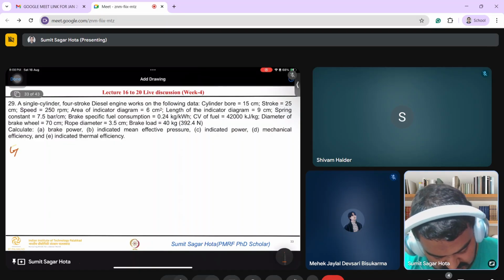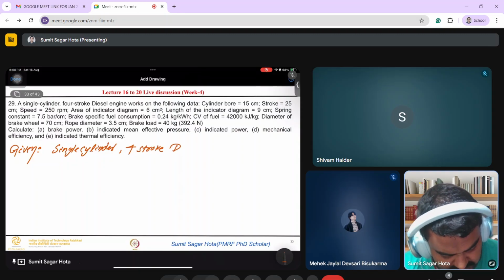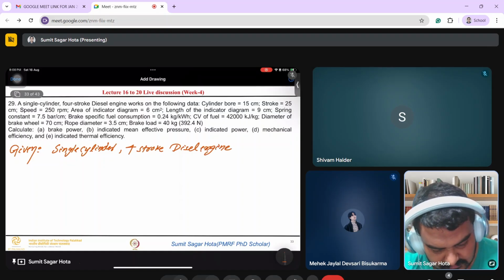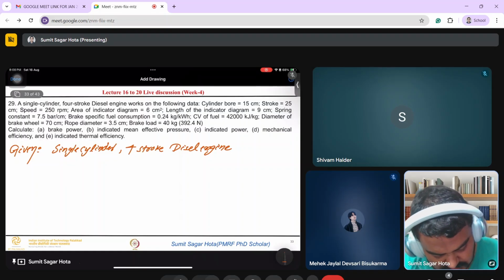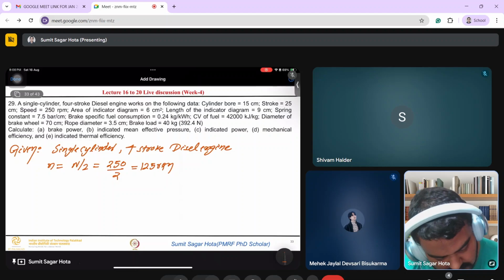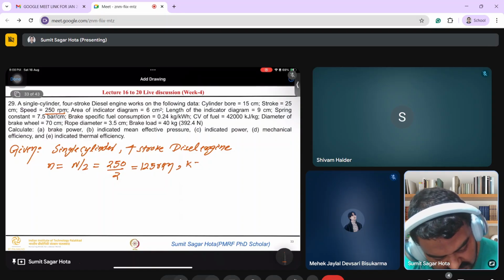Okay, so the given is a single cylinder 4-stroke diesel engine. Previously it was a petrol engine, now it is a diesel engine. Because it's a 4-stroke, n will be equal to capital N by 2, which is 250 by 2, which is 125 rpm. Okay, 250 is given. So number of cylinders, k, is equal to 1.